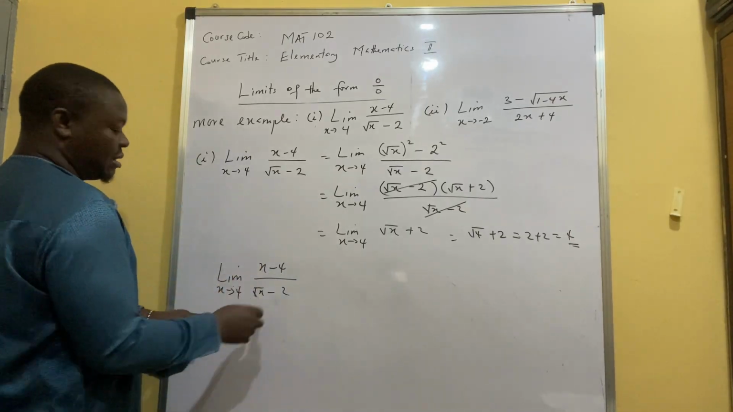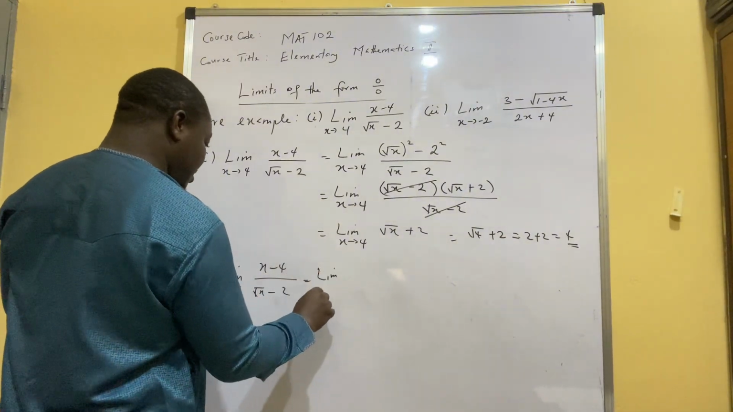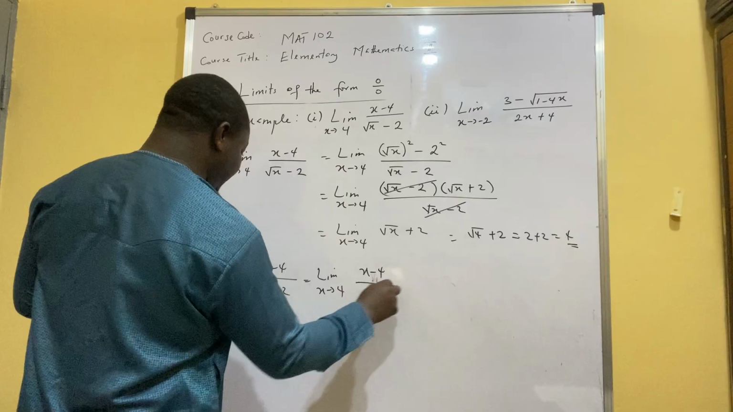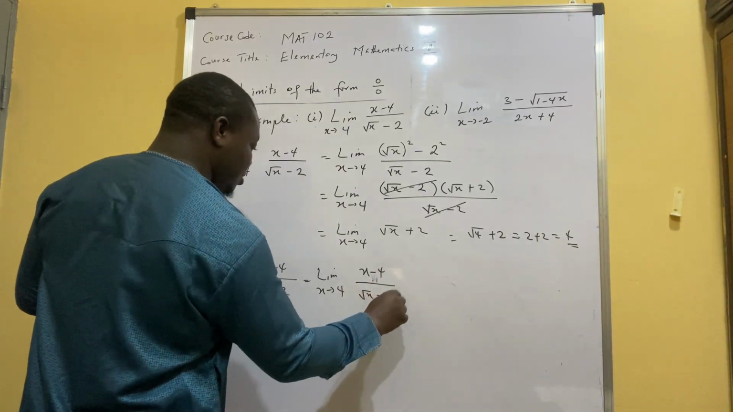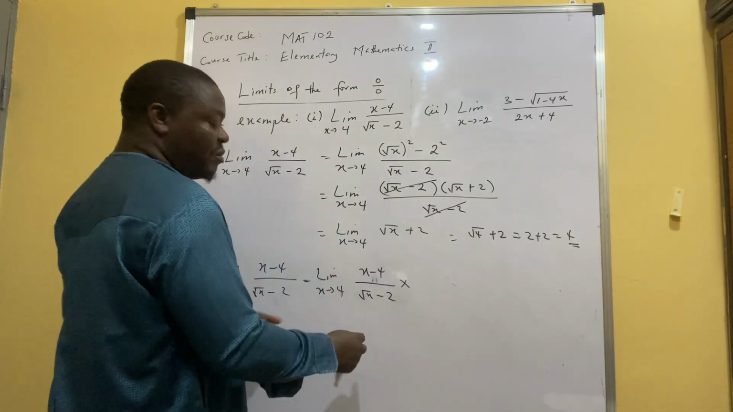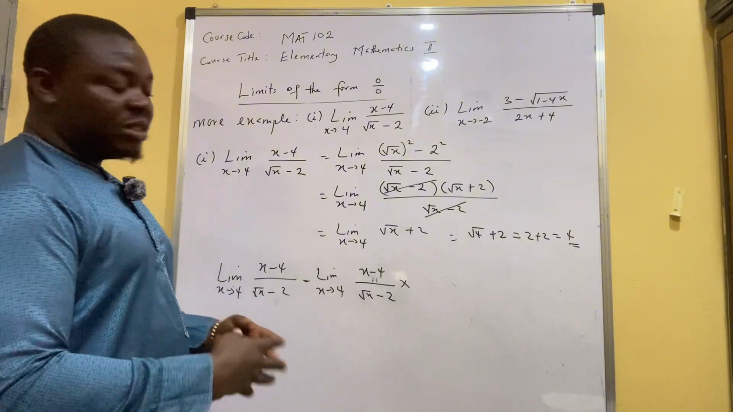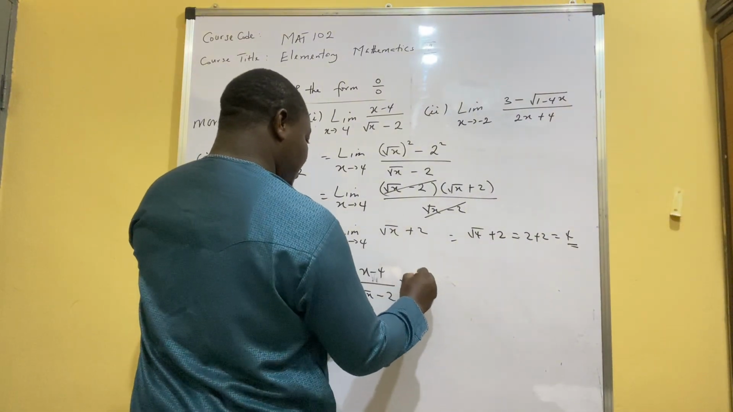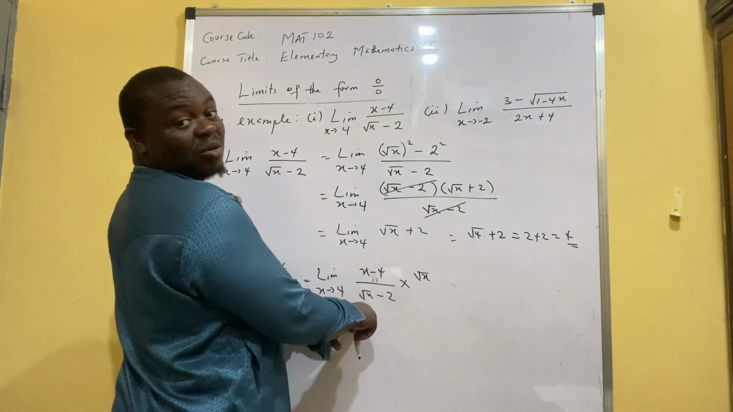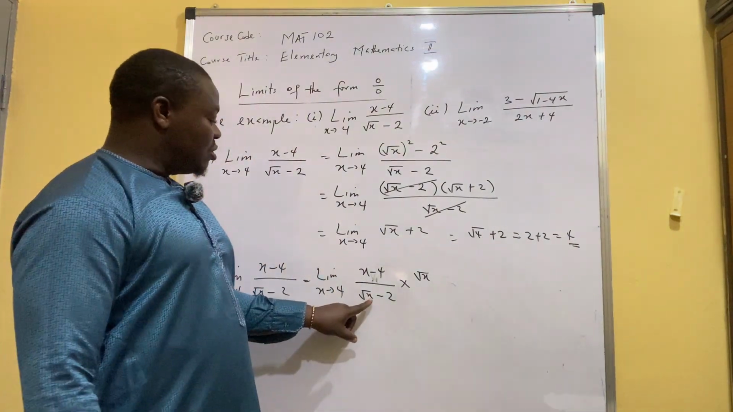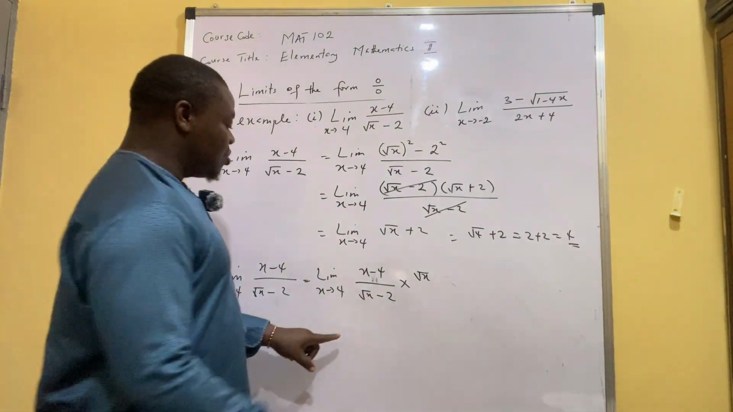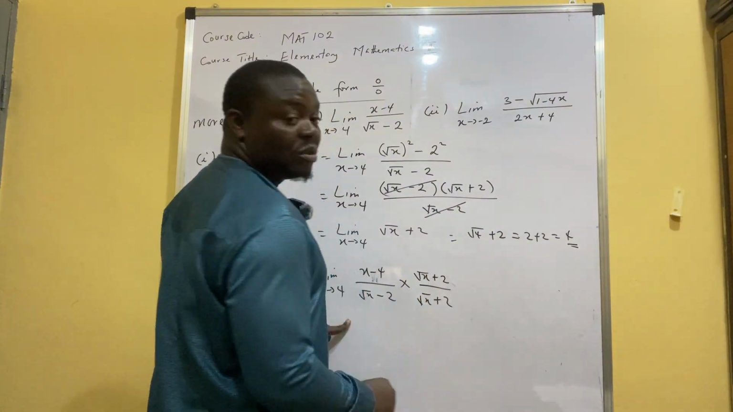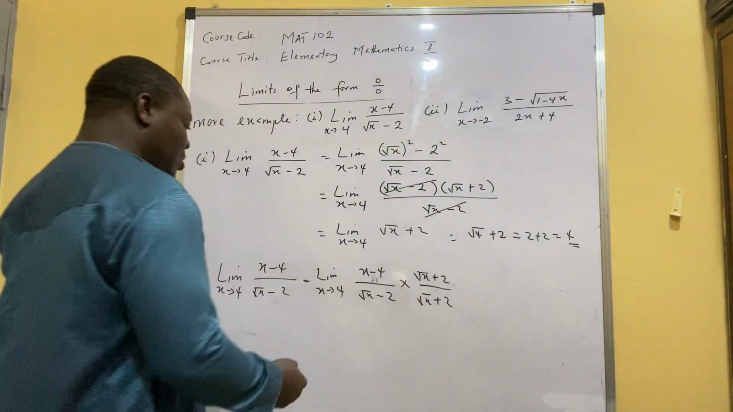So to rationalize this, it means we have the limit as x tends to 4 of (x minus 4) divided by (root x minus 2), multiplied by 1. That one will now be written in terms of the denominator that contains the irrational form. So the conjugate of this denominator, root x plus 2, will form 1. We write it as root x plus 2 divided by root x plus 2, and recall that is 1.